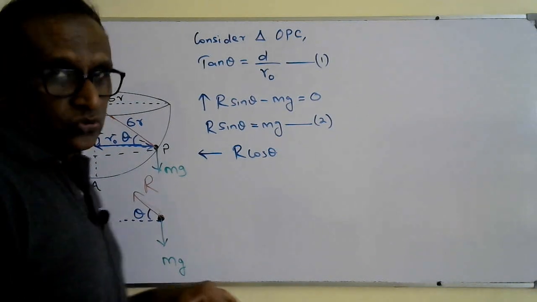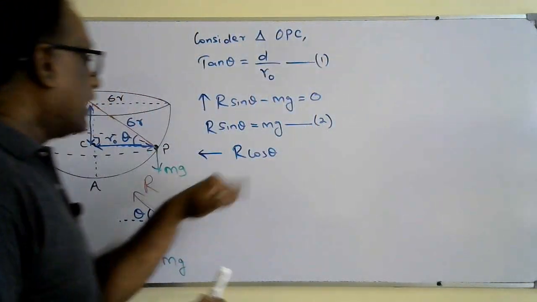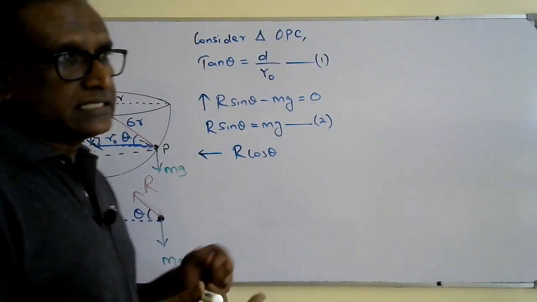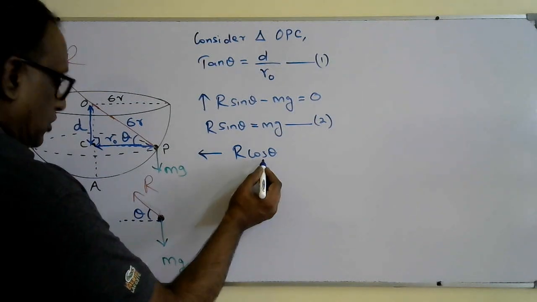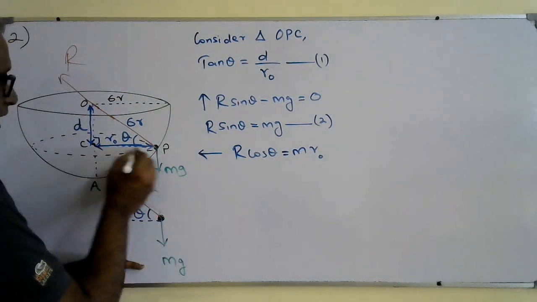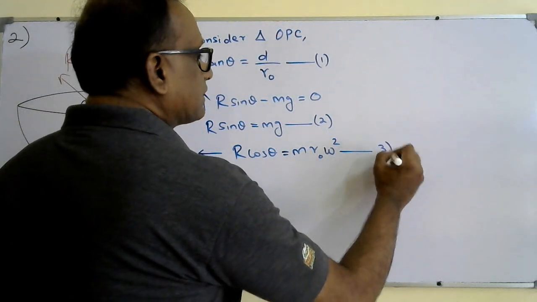Mg is a vertical force. The vertical vector has no horizontal component. You know that. So r cos theta, because when you resolve a vector through 90 degrees, it won't have any component. Cos 90 is 0. So r cos theta is equal to m r naught omega squared, because that's a radius. So that is the third equation.